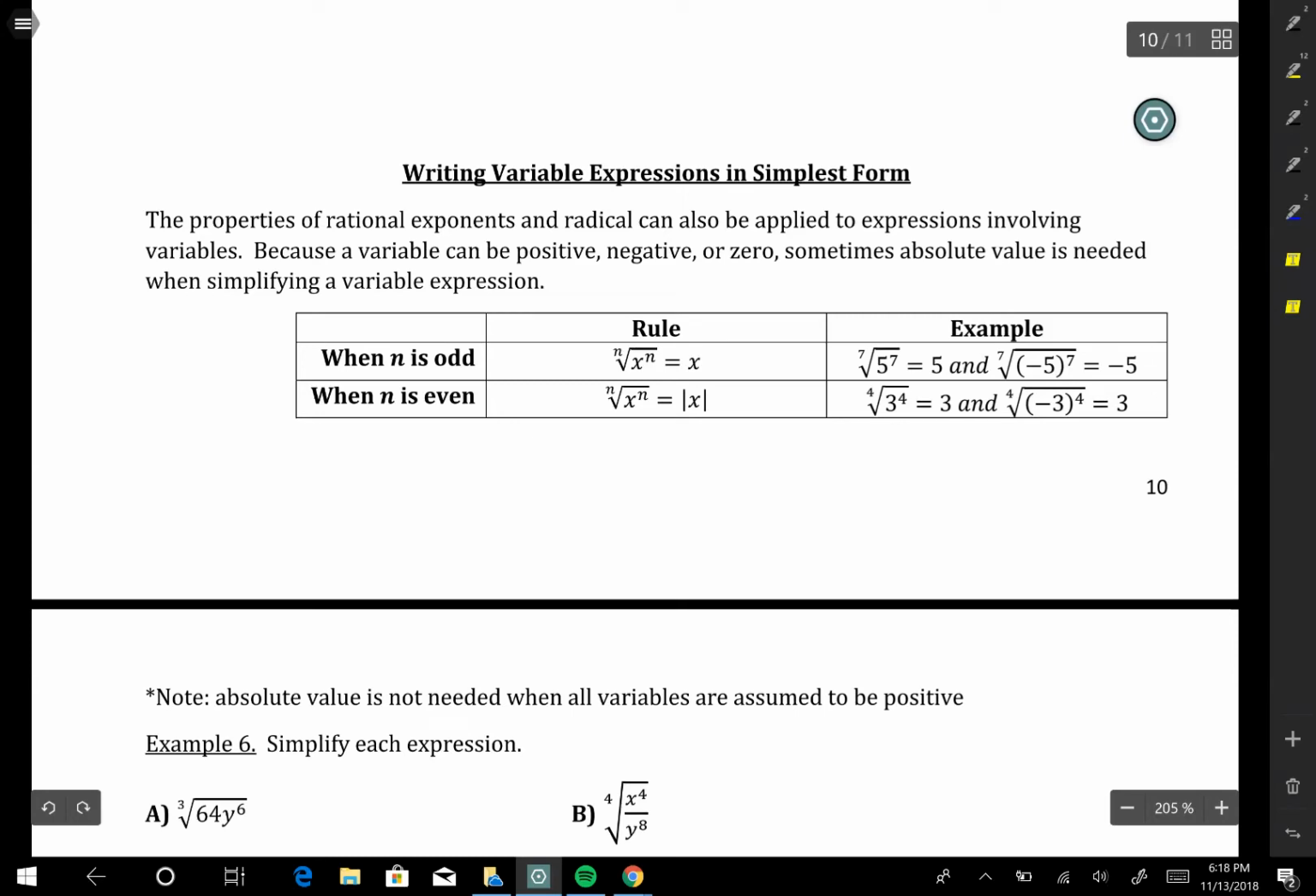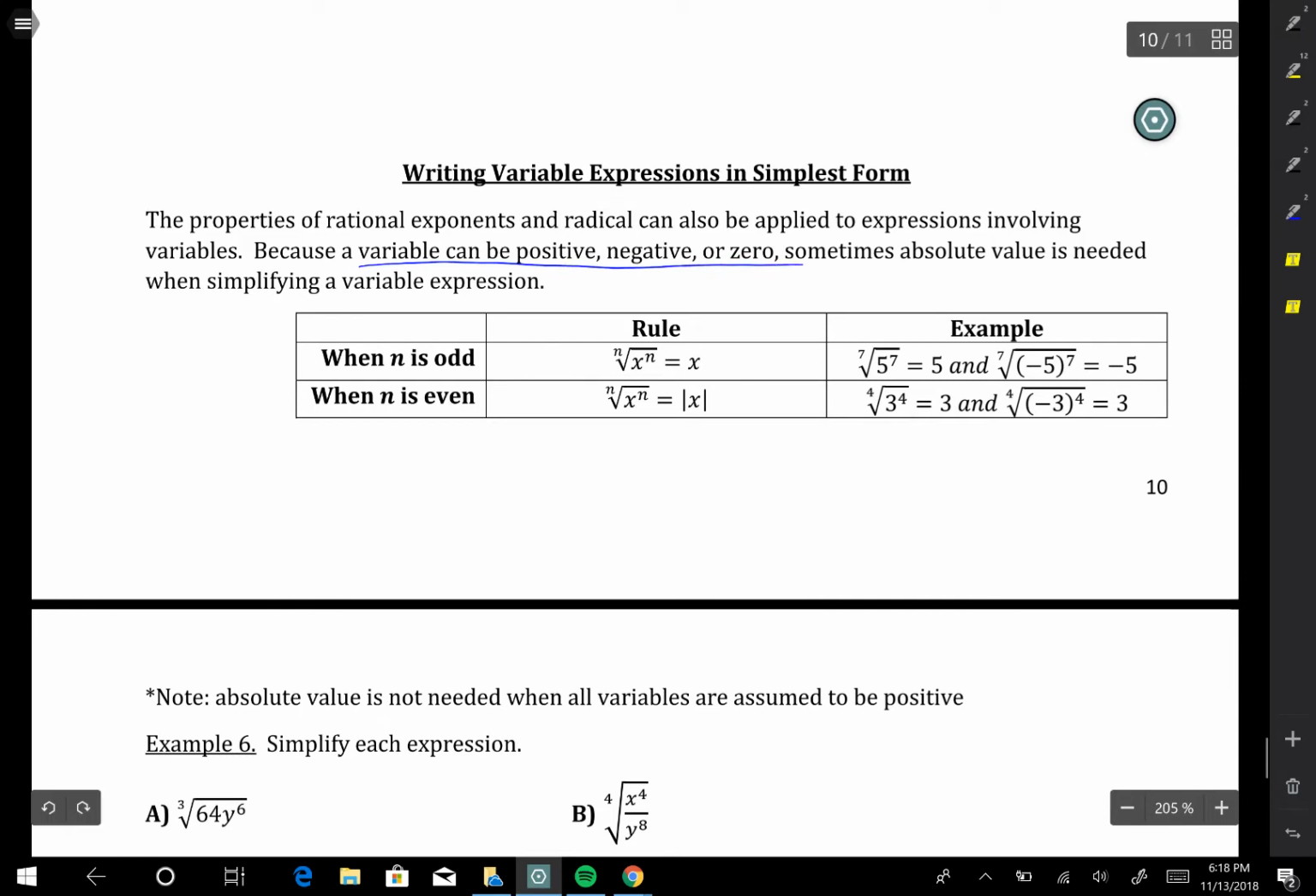Hey guys, welcome to our continuation of section 5.2. We're going to start introducing variables into our rational exponent expressions and radical expressions. One thing we have to consider with variables is that they can be positive, negative, or zero.